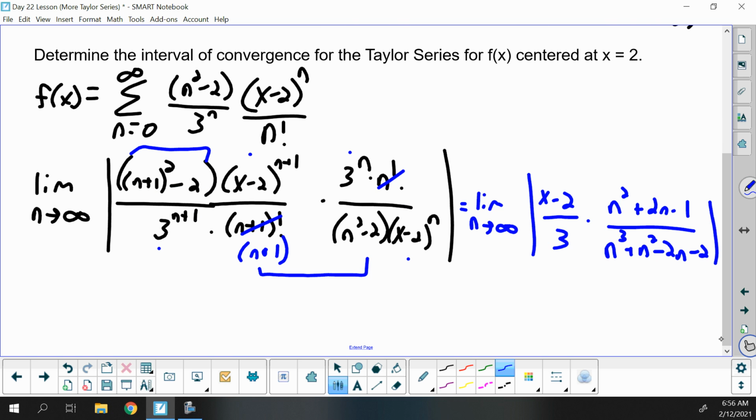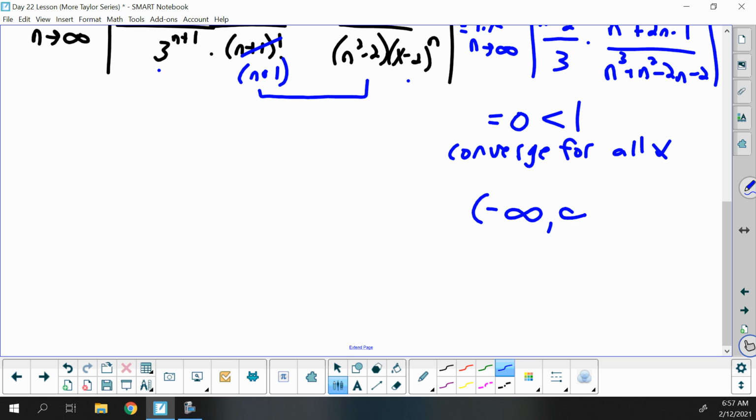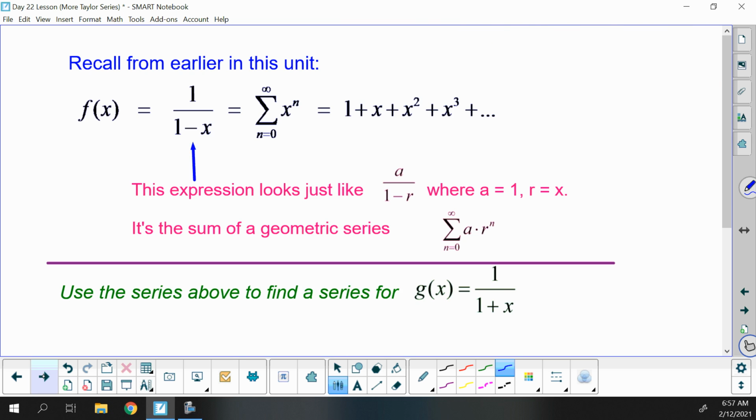Well, notice our powers of n are greater on the bottom. So as n goes to infinity, this is just going to equal 0, which is always less than 1. So this is going to converge for all x. So therefore, our interval of convergence is just going to be from negative infinity to infinity. If they had asked for the radius of convergence, we would say infinity, but for the interval, negative infinity to infinity.